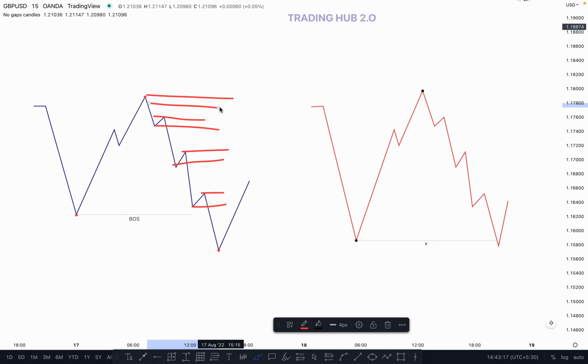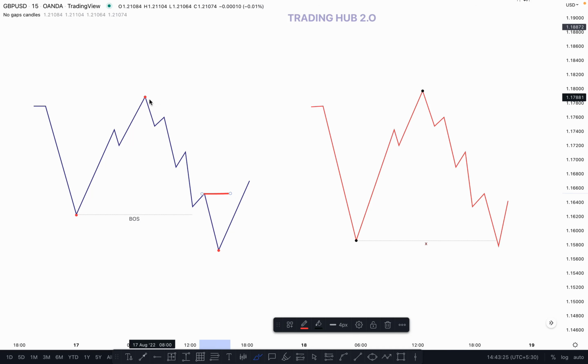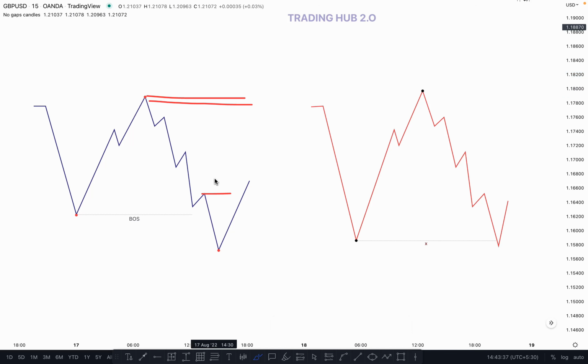You have to remember only two things. After a break of the structure, only two POIs actually work. First, the POI after taking out the inducement, and second, the POI on the extreme one, which can be here. Of these POIs, only the extreme POI is high probability compared to the first one.